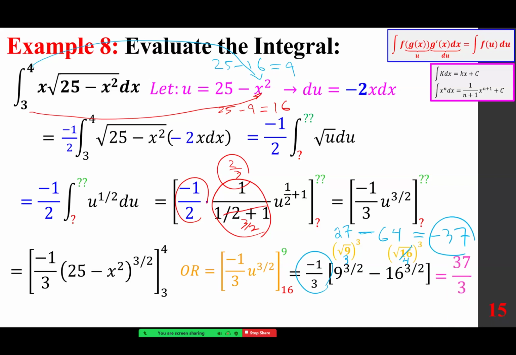Again, you can go with the original variable and original limits to do the evaluation, or the new variable and new limits. Normally, the new limits are a tad easier. It's your choice.